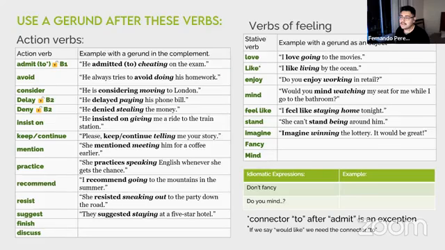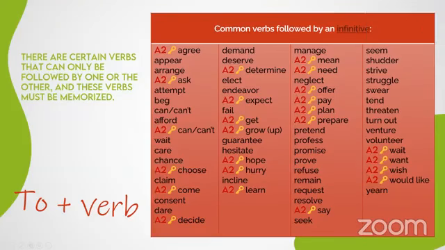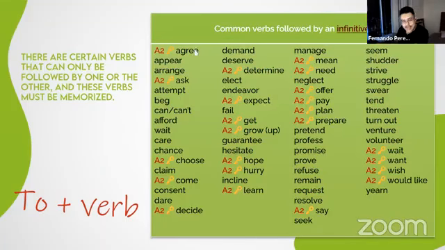You have seen this in previous classes. Do you remember this? No. Okay, no problem. That's going to be new for you. This specific list of verbs needs a connector to. No ing. In this particular list, it's not necessary to use ing. Right? For example, we say, I agree to speak Spanish with you after the class. You see?